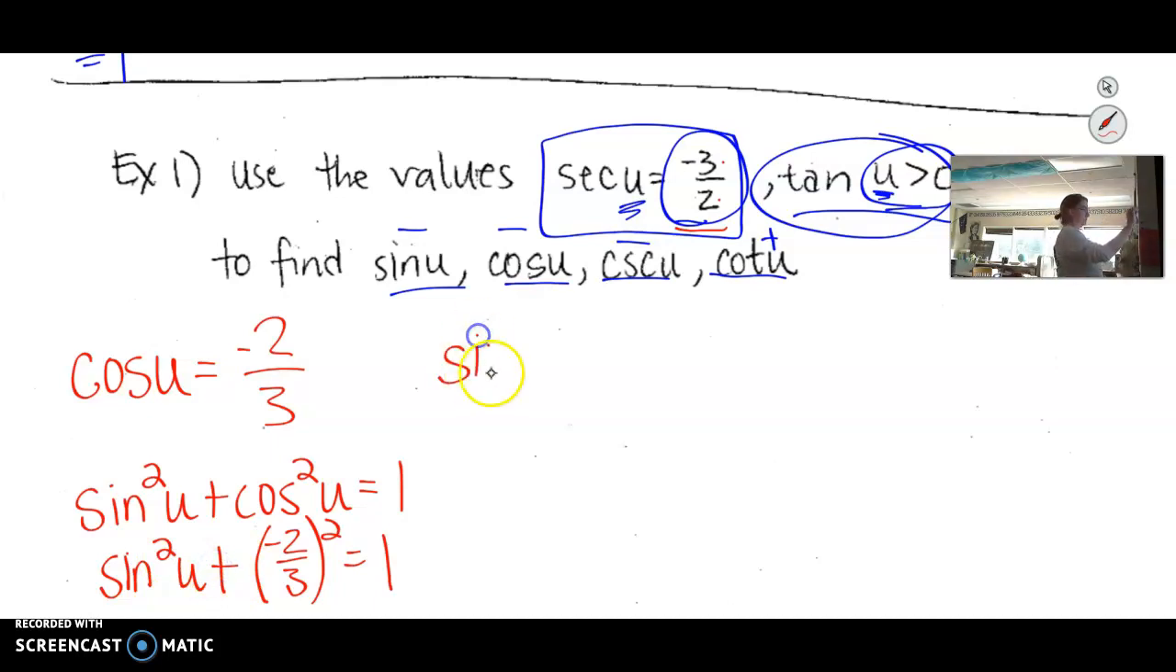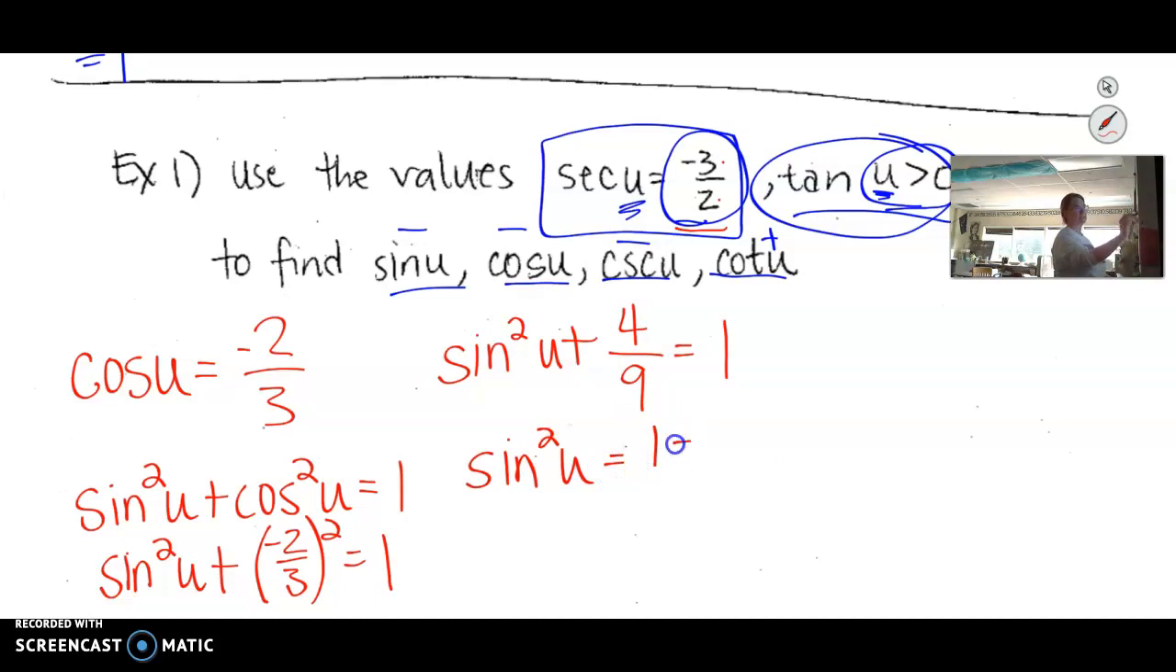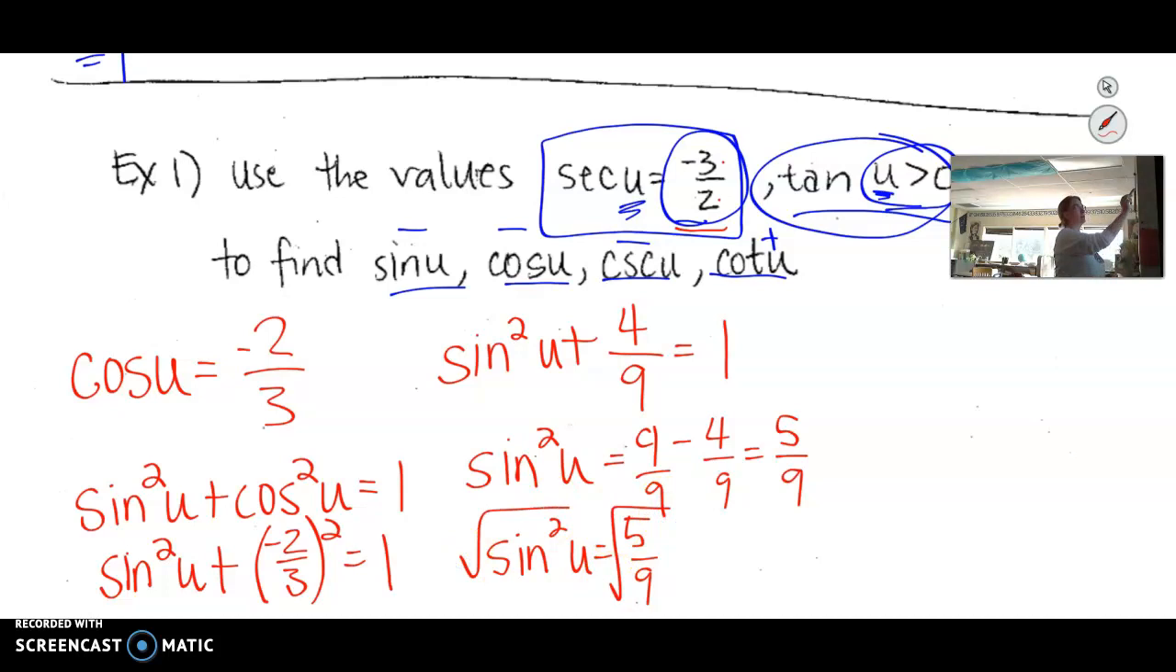So sine squared u plus, I'm going to square -2, which is 4, and square the 3, which is 9. You get 4 over 9. I'm going to subtract that from both sides because I'm solving for sine. So 1 minus 4 ninths, I'm going to make this into 9 ninths minus 4 ninths is 5 ninths. And that's what the sine of u squared equals. So now in order to figure out what sine is, you have to take the square root of both sides. And we know back up here it was in quadrant 3, so it's going to be a negative result.